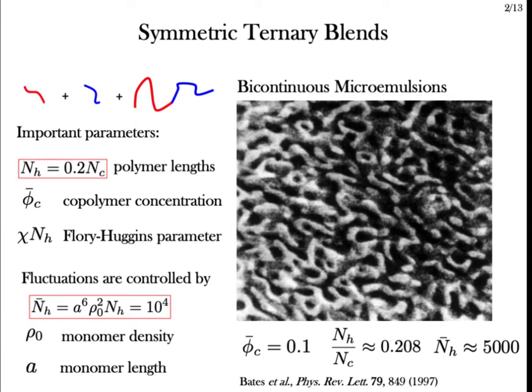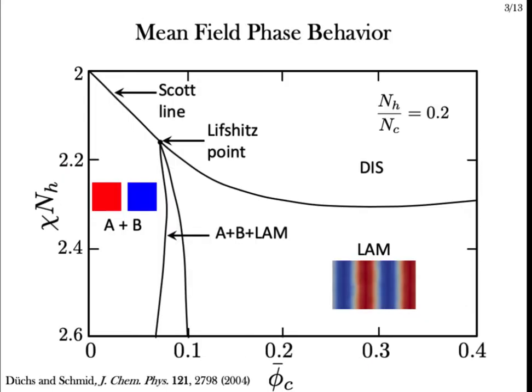The parameters that we've chosen for our simulations are quite close to those used in experiments. The ratio of homopolymer to copolymer lengths is about a fifth, and we've chosen an invariant polymerization index of 10 to the 4. Let's start simple with mean field theory. So here I've shown the mean field phase diagram in terms of the amount of copolymer, phi_C, on the horizontal axis, and chi N on the vertical axis.